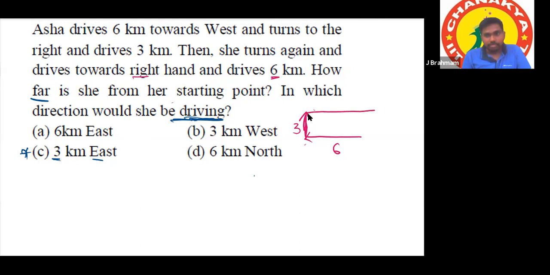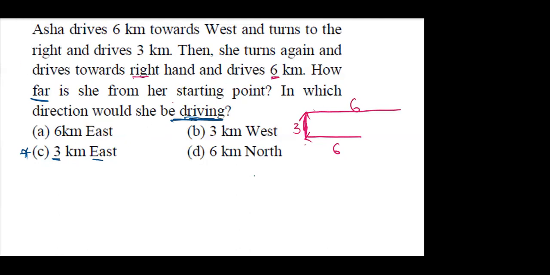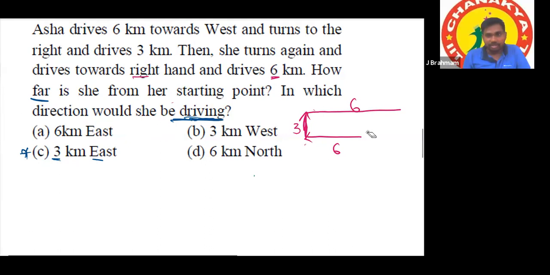Okay, right side, and this is 6 kilometers. Is the diagram correct? No, sir, the 6 is too long in the second case. Yes, correct. If one distance is already defined, we have to take that same distance only. So 6 is already defined, that's why we have to take the same length, 6. Another 6 also the same length.